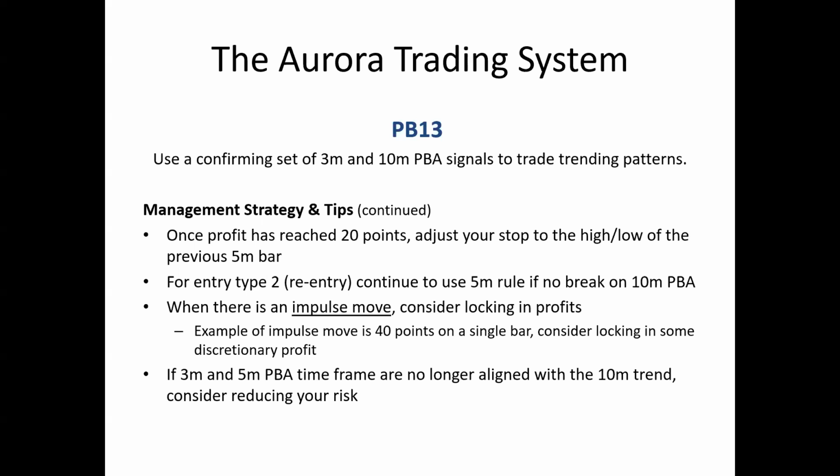So once the trending trade hits 20 points of profit, we're going to adjust our stop from 30 points to whatever the high or low of the previous 5-minute bar is. Now, if by some fluke that happens to still be more than 30 points, then we're going to leave it at 30. But when we can make that adjustment to the high or low of the prior 5-minute bar, and it is less than 30 points, that's what we're going to do.